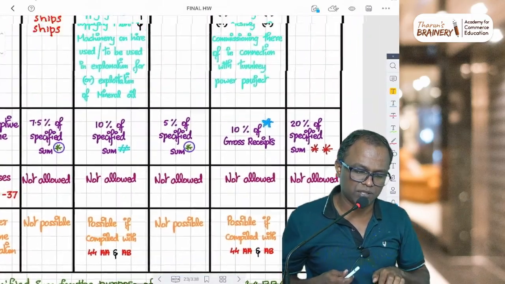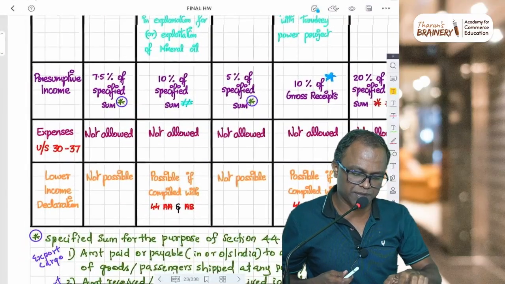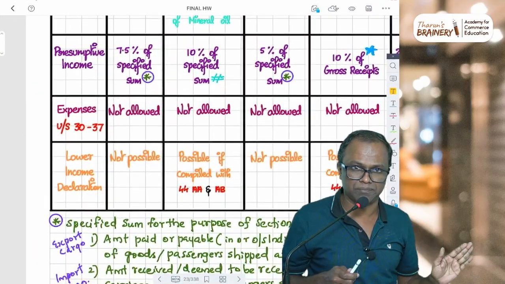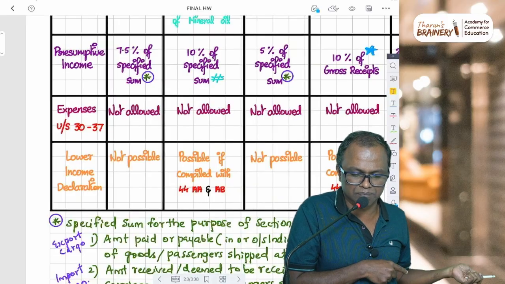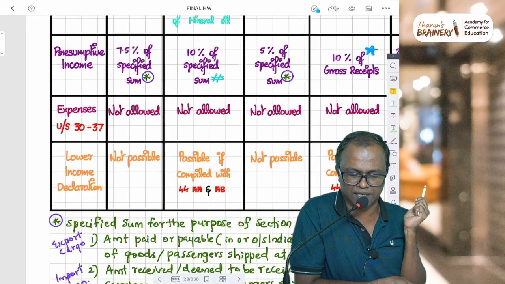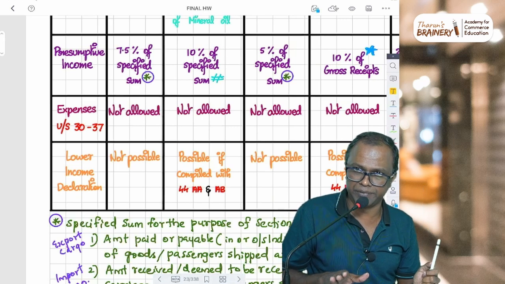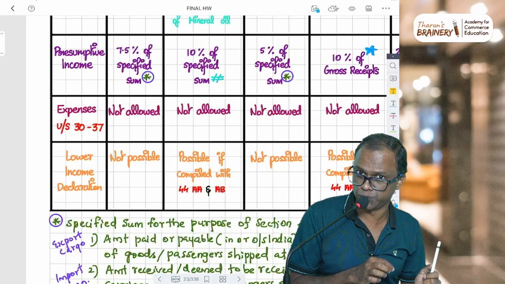Similarly, when it comes to 44BBA, we take only 5% of the specified sum. All other provisions are exactly the same. The only difference is 7.5% here and 5% there, and ship here versus aircraft there. There is another difference: for aircraft, they have only this provision, 44BBA. But for shipping, there is another provision, section 172.